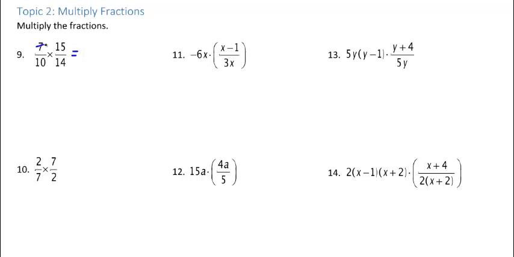So between 7 and 14, a 7 is common. Dividing 7 into 7 is 1. 7 into 14 leaves 2. Between 10 and 15, a 5 is common. 5 into 15 leaves 3. 5 into 10 leaves 2. So then we multiply the numerators and denominators to get 3/4.